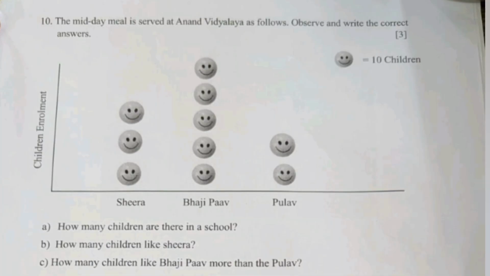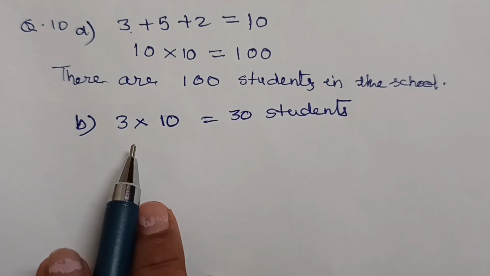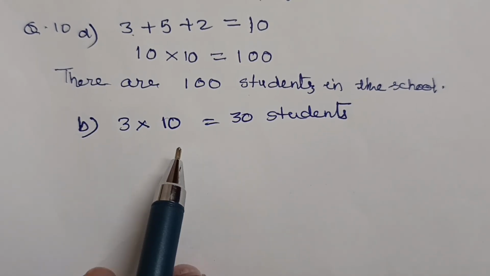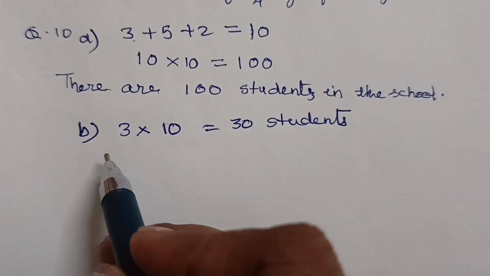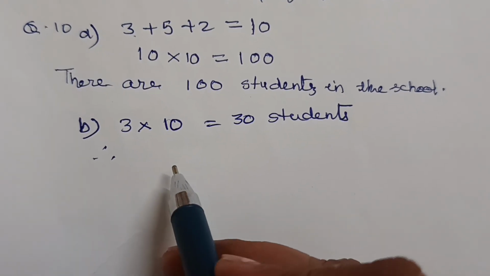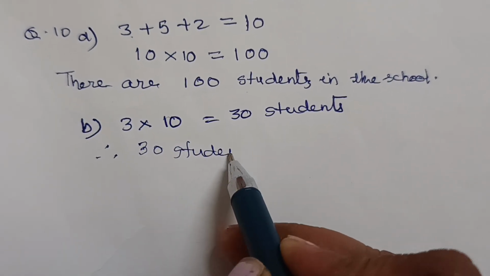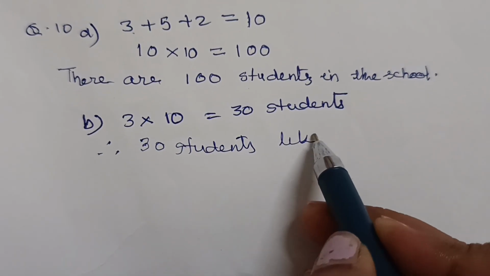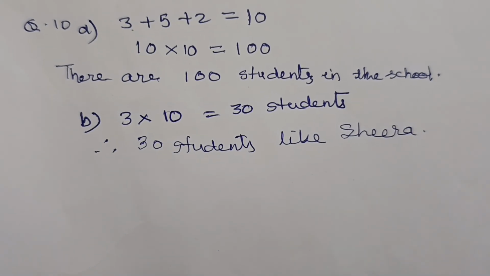Second question, question B. How many children like Shira? Here 3 smileys are given for Shira. So 3 into 10, because one smiley is equal to 10 students. So 3 into 10 is 30 students. Therefore, we can write as 30 students like Shira among the 100 students.